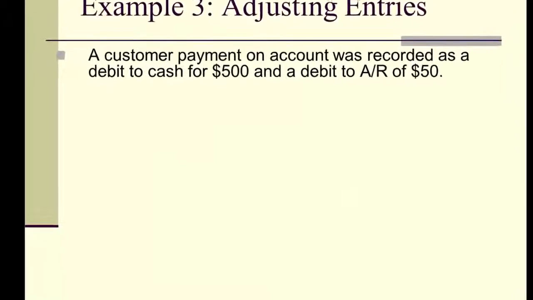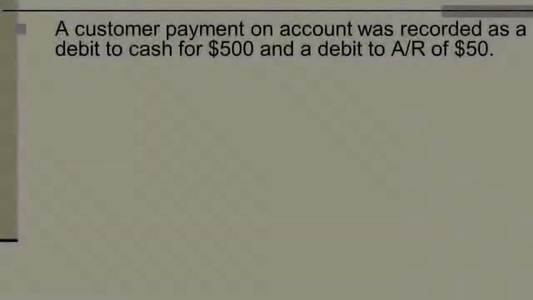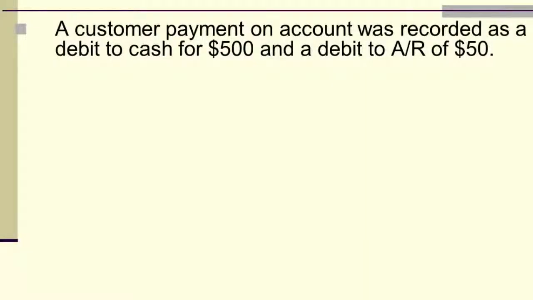Let's take a look at the last of our examples. A customer payment on account was recorded as a debit to cash of $500 and a debit to accounts receivable of $50. So we need to make a correction. Did you do it? I hope you did, because this is kind of a unique example. In this case, I cannot do a journal entry for this.